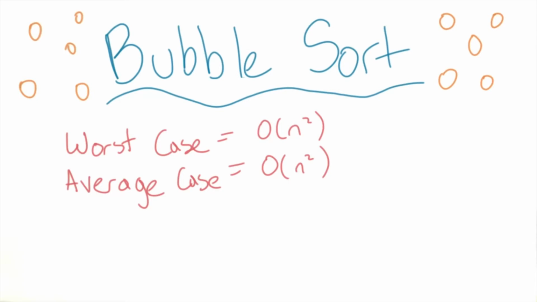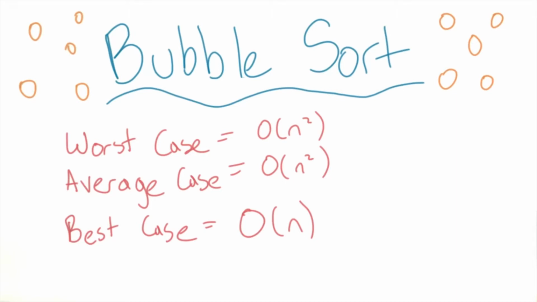Okay, so we understand why the worst case and the average case are going to be big O of n squared. However, the best case is actually going to be big O of n. The best case would either be that the array was already sorted, in which case we can just go through it once, see that it's sorted, and not have to do anything else. Or if there's only one number that needs to be bubbled up to a new place in the array.